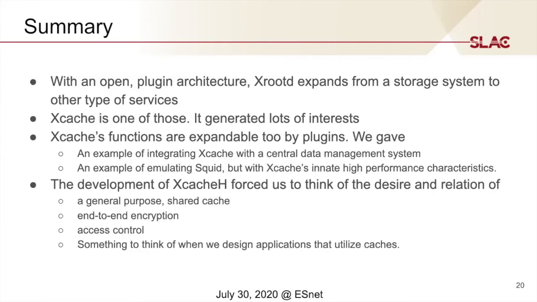Now, when we developed Xcache Edge, it forced us to think of things like a general purpose shared cache. We have to think of the relation of the desire for a general purpose shared cache, end-to-end encryption, and access control. So these are things that are not always quite compatible with each other, but it's not completely excluded. So we have to think of this when we design the application and use cache.